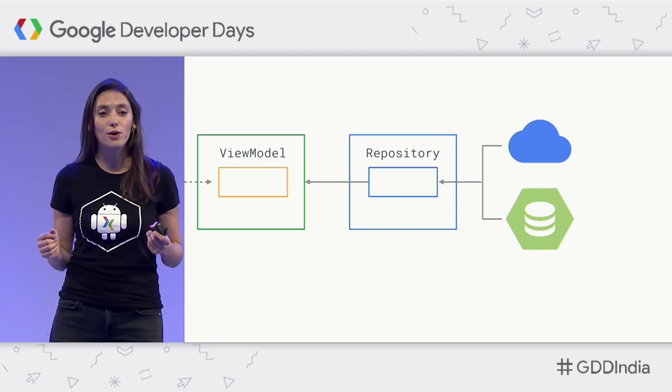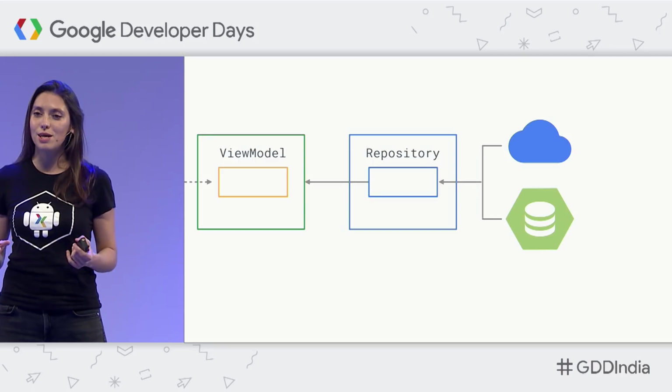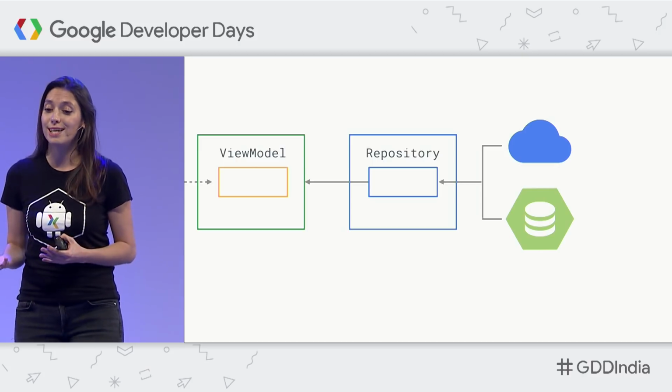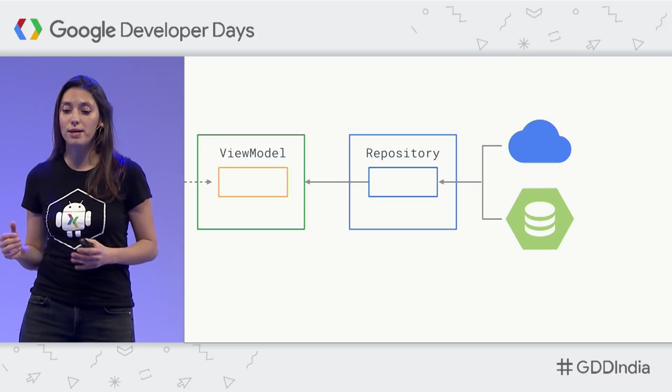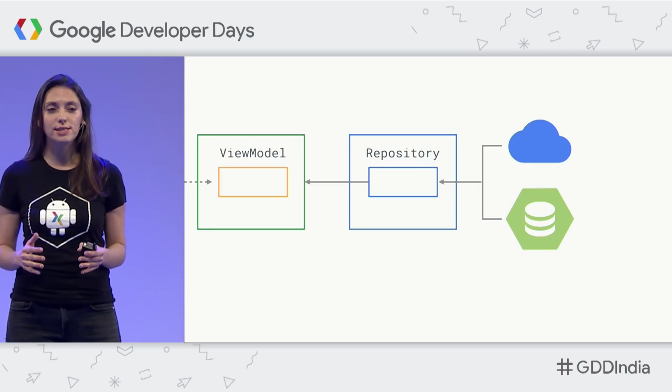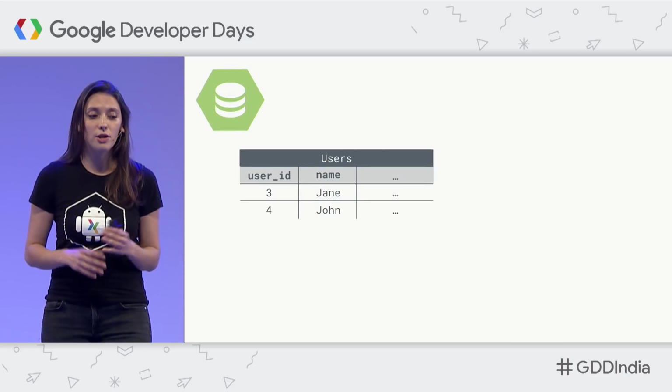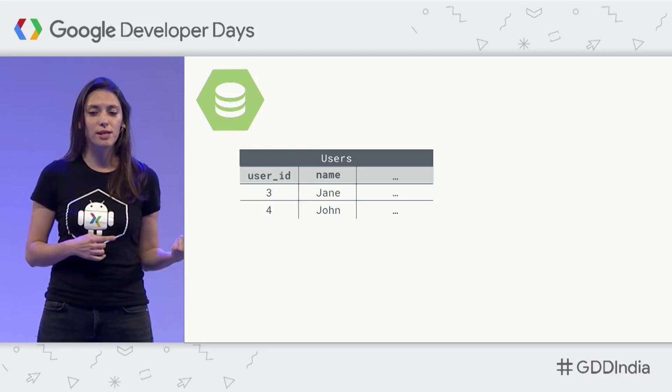To save the data locally, architecture components comes up with a new library, Room. Room is a wrapper over SQLite database, an object mapping library that provides data persistence with minimal boilerplate code. So our table, our user's table, will look something like this.